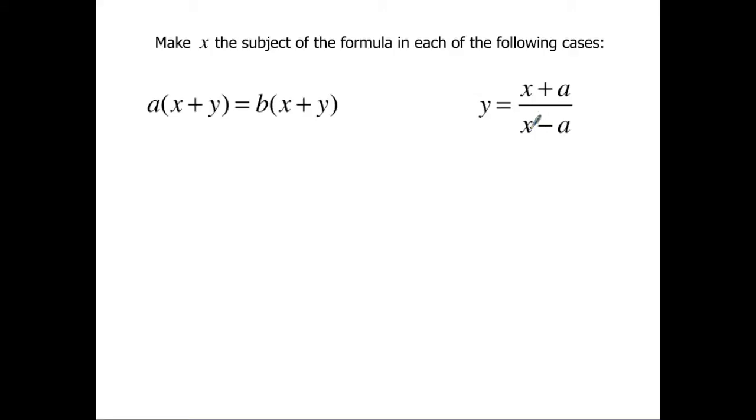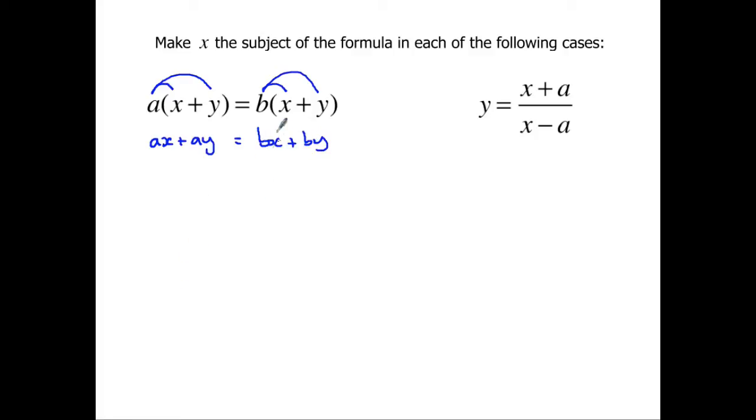Make x the subject of the formula in each of the following cases. We should be noting straight away here that x appears twice, which tells you you're going to need to factorize it at some point to turn 2 x's into 1. The first thing to do though is to lump them all together on the same side, which is what we're going to set about doing. The easiest way to do this is probably to expand the brackets, otherwise it could get a bit complicated. So we'll expand these and we'll get ax plus ay equals bx plus by.